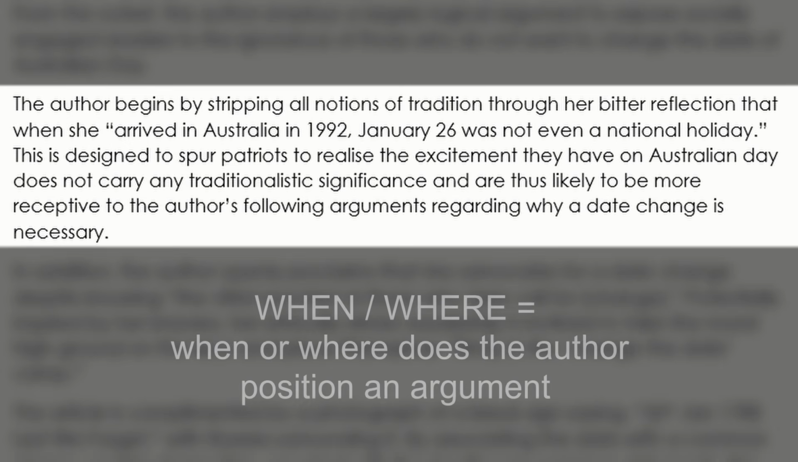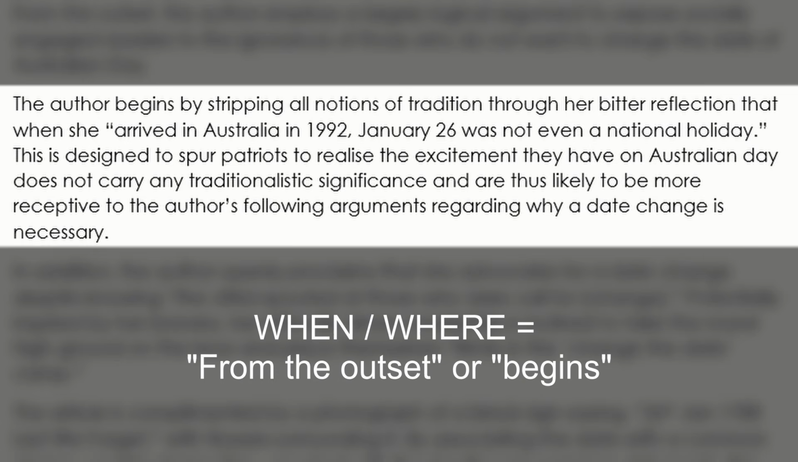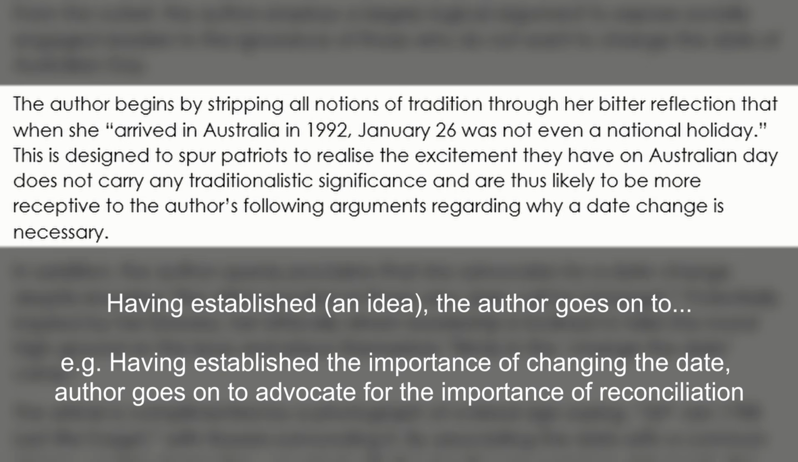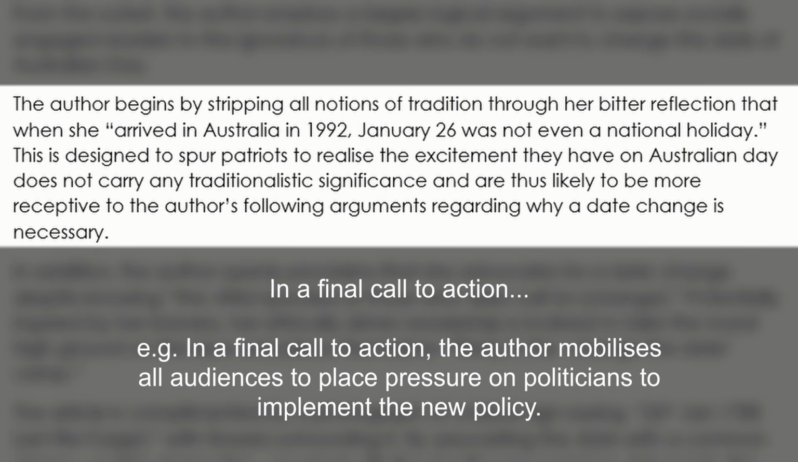And when and where, you can basically group these together because they refer to when and where the author positions an argument. For example, is it from the outset, does the author begin by doing something? Even though these are only one-word additions, they add a lot of value to your piece. And other phrases that you can include are having established an idea, the author then goes on to say something else, or you could say in a final call to action. But basically, you want to show the marker that you understand where and when an argument is located.